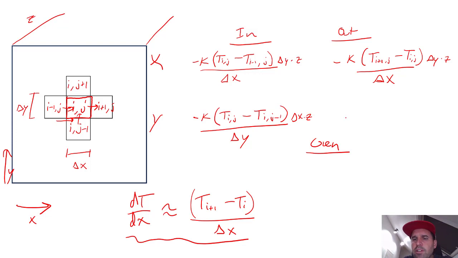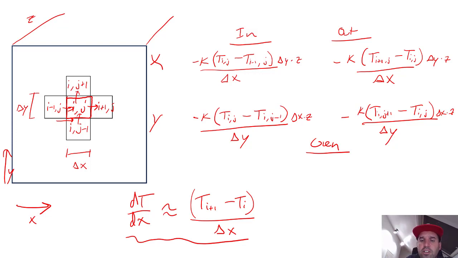Going out, it's similar. Again, Fourier's law is minus k dT/dy, so here we have minus k. Now we're going to use these nodes. Energy is crossing this boundary to get out of our control volume. So here we're going to have T_{i,j+1} minus T_{i,j} divided by delta y, and here we have our cross-sectional area of delta x times z.